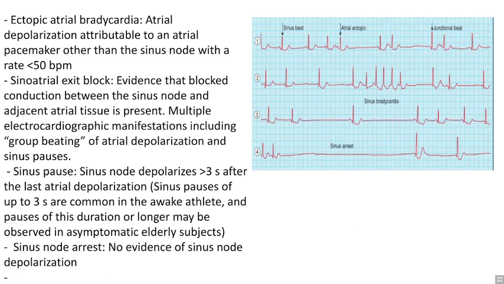Sinoatrial exit block also may be in patient. Sometimes we can see dropped beats. Sinus pause, sinus node depolarized more than 3 seconds after the last atrial depolarization, or maybe sinus node arrest. Sinus node arrest, no evidence of sinus node depolarization, like on this ECG, this sinus node arrest. We see only line without P wave, without QRS complexes.